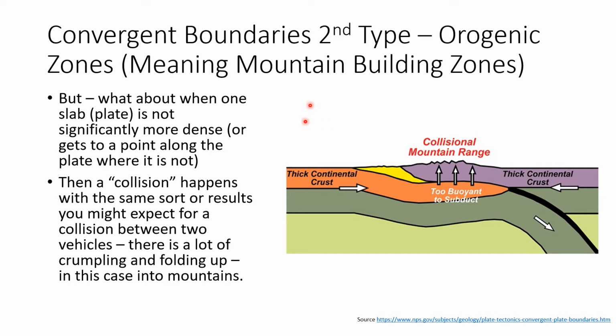But you do have the situation where you have continental versus continental, and one is not significantly different than the other in terms of density. So you don't have a clear who goes down here. So in this case, we get a collisional system where you have an orogenic zone, or a mountain orogeny, where you get buildup at the collision zone and you get mountain building happening. Orogenic zones are where mountain building is going on.